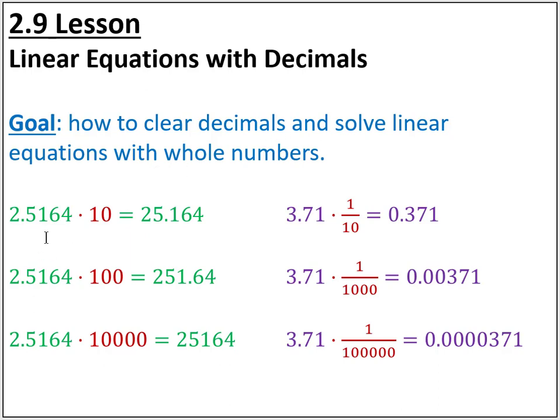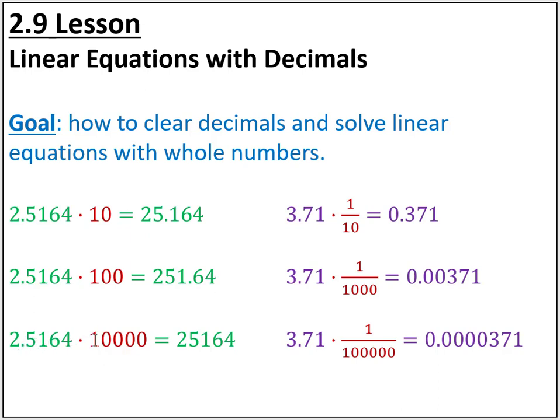Here we have 2.5164. When I multiply by 10, we get 25.164. So when you multiply by 10, we move the decimal from between the 2 and the 5 to between the 5 and the 1. Essentially, we move the decimal one place to the right. If I use the same number, 2.5164, and multiply by 100, now the decimal is between the 1 and the 6. Essentially, we move the decimal two places to the right.